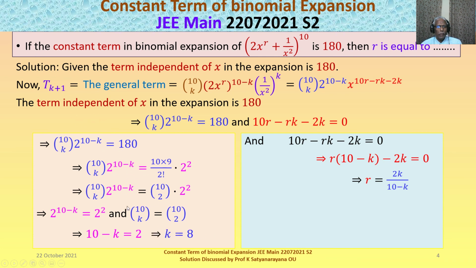When k is equal to 8, 10C8 is equal to 10C2. Yes, nCr is equal to nC(n-r). That is the formula. So 10C8 is equal to 10C2, and k = 8 is satisfied. Let's take this k equal to 8, come down here and calculate r. r is equal to 2 x 8 by (10 - 8), that is 8. That is the answer. So r is equal to 8.